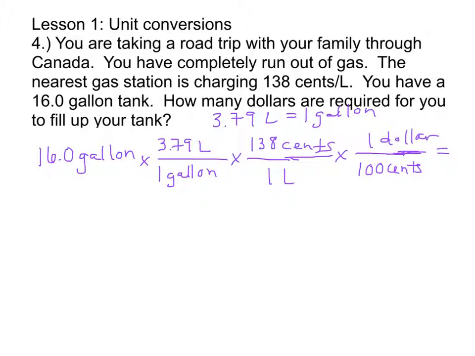Okay, so now our gallons cancel out, our liters cancel out, cents cancel out. And if we do this calculation, we get that our answer should be $83.7, so $83.70. And again, remember that we need to look at our significant figures. We have 3 significant figures here and 3 here. So our final answer should also have 3 significant figures.